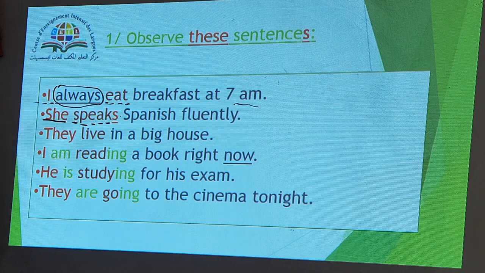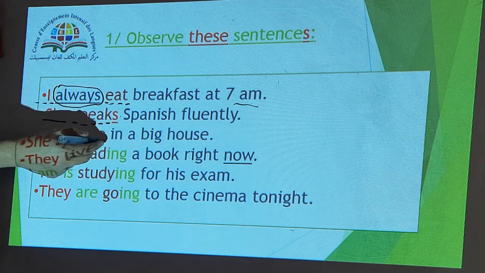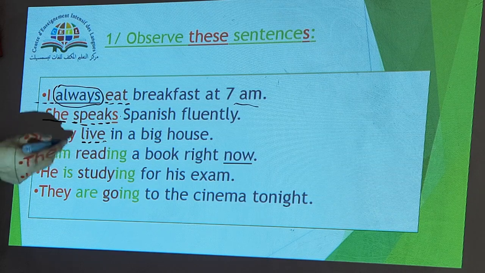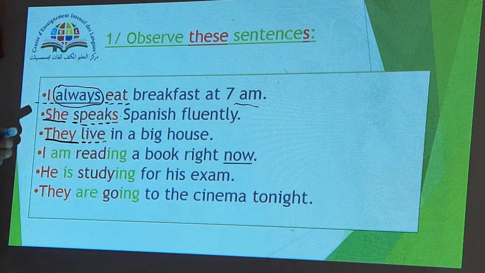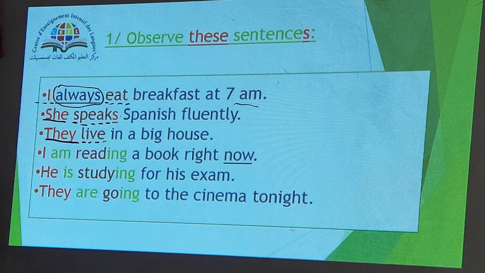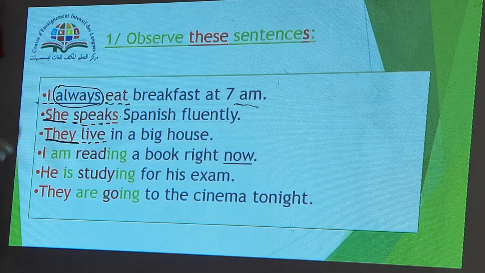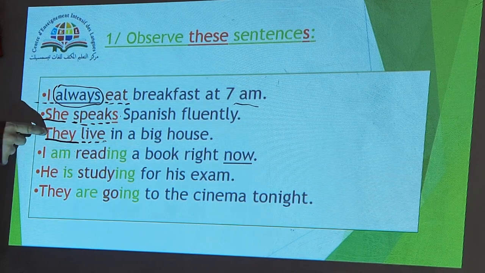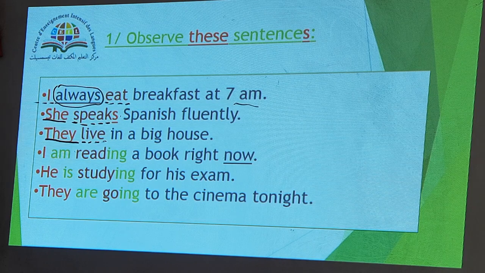Okay, let's move to the third sentence. They live in a big house. Our verb is the verb to live and the subject is they. This sentence can be considered a fact about them, and also it can be a permanent situation. It means it is a stable situation.